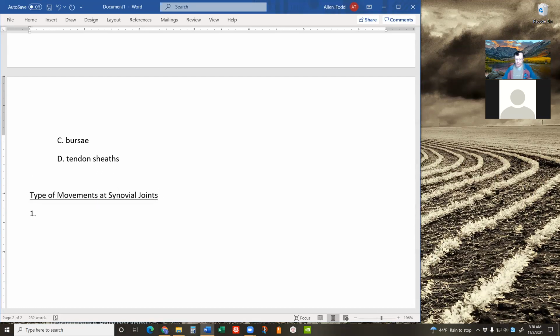Okay, so there's 2 categories of movements at synovial joints. One of them is very minor, so we'll define it, move on. The other one we need to spend more time on. The 2 types of movement categories are gliding movements and angular movements. Okay, so we'll take the easy one first. The easy one is the gliding movements, which you see in figure 9.4.